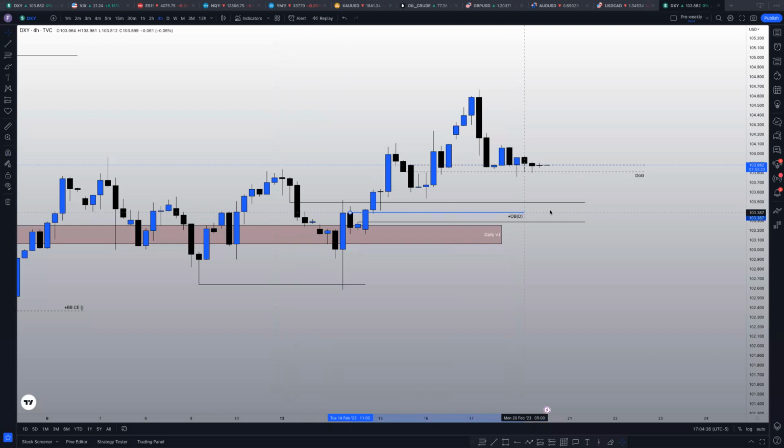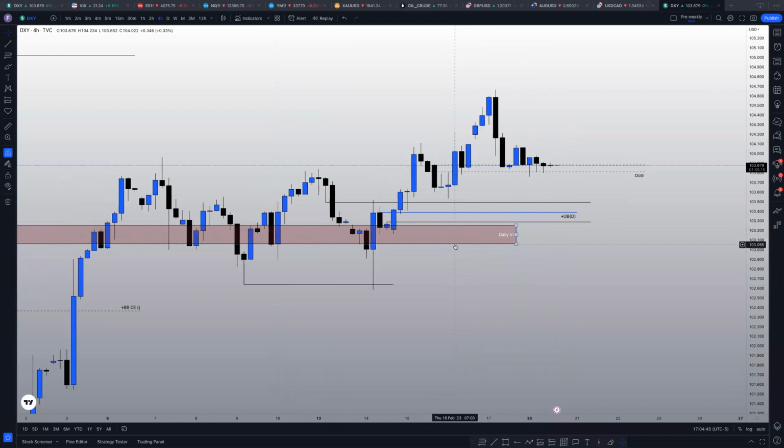And if price wants to dig on a wick basis, I want to see a firm rejection from this old volume imbalance.